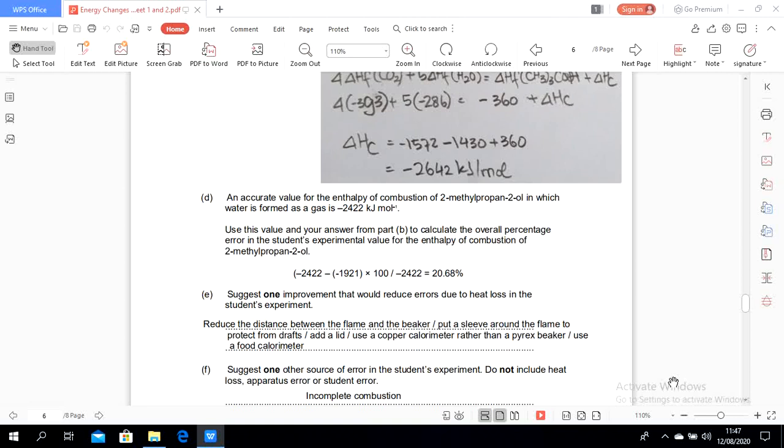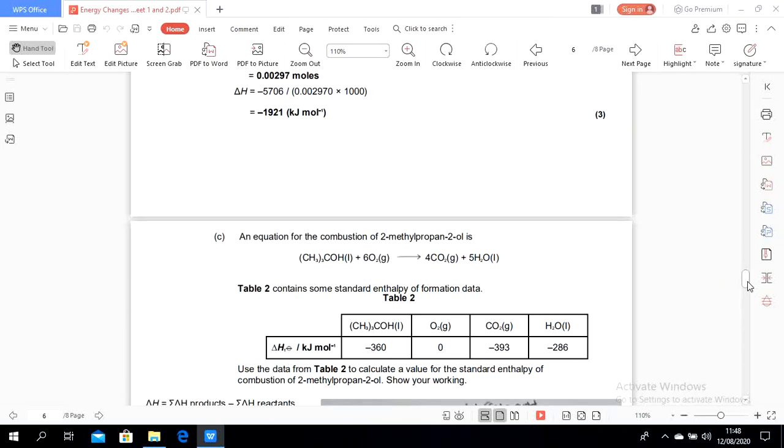We must not include the heat loss, apparatus loss, or student's error. So it must be from the system itself. It is incomplete combustion, because here we predict that all the methyl propanol will be burned to produce carbon dioxide and water. But in fact there could be incomplete combustion. The incomplete combustion will produce carbon monoxide and soot.